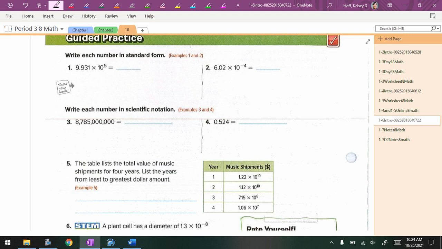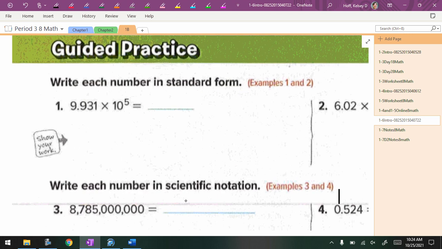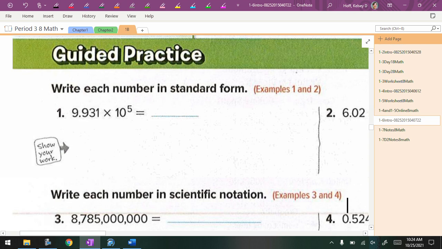All right, number 1, write each number in standard form. 9.931 times 10 to the 5th. You should have written 9, 9, 3, 1, 0, 0. Perfect. Technically, where's your decimal point? At the end. If you have it there, great. If not, it's understood. That's totally fine.